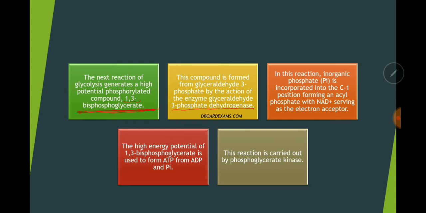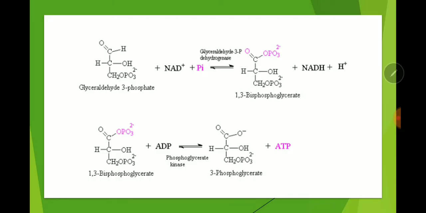So now this high energy compound, 1,3-bisphosphoglycerate, is used to form ATP from ADP. And this reaction is carried out by phosphoglycerate kinase. Make sure you know which one is forming ATP, and we're going to review that reaction right now. So glyceraldehyde 3-phosphate plus NAD plus phosphate. This is the first reaction in glycolysis that forms NADH.